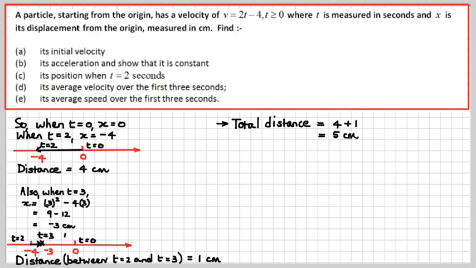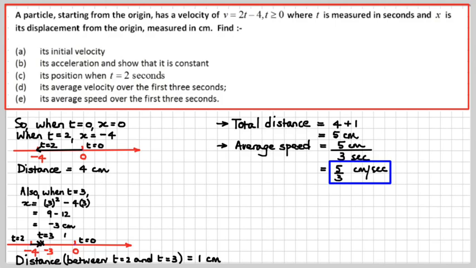Now, we're a breath away from victory, guys. So we're going to say that the average speed is the total distance over the total time, which is 5 over 3 centimetres per second. Thank you, Mr. Box. And that's it.